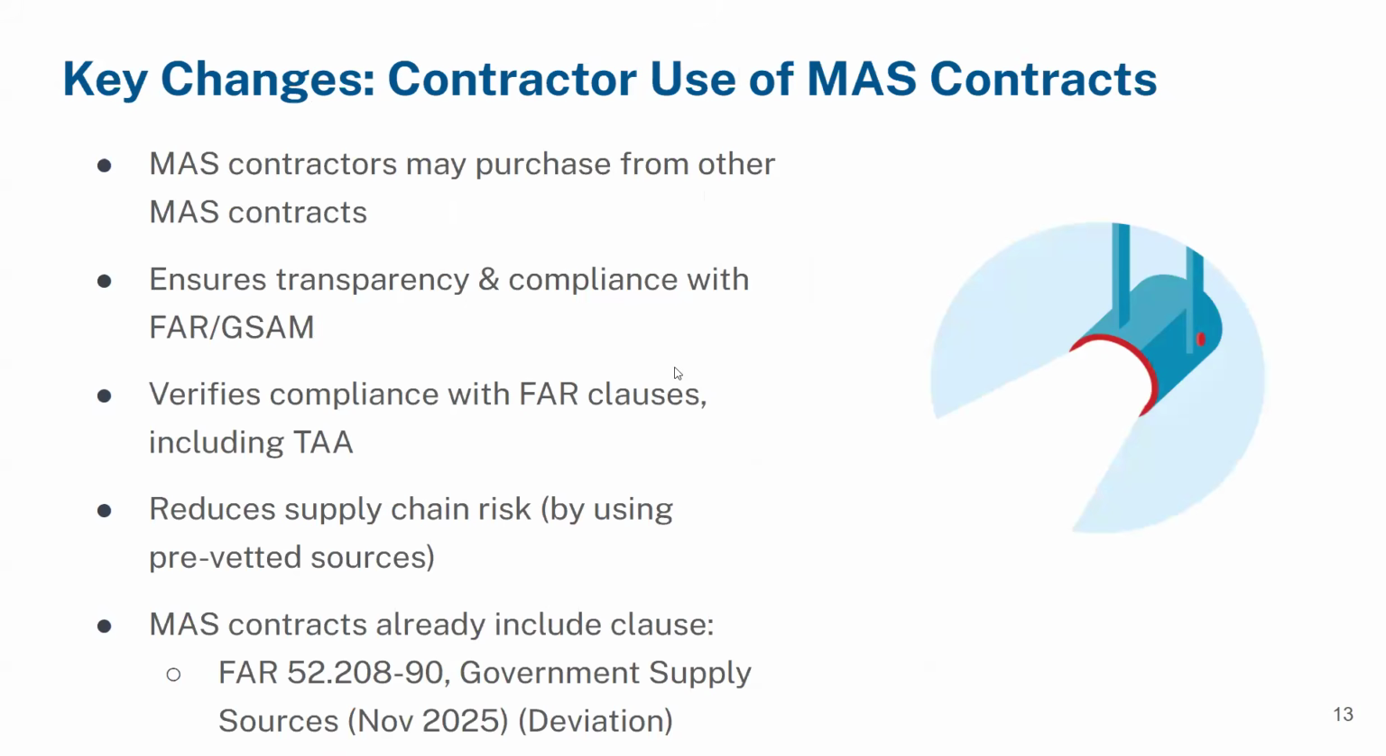Okay, another key change: contractor use of MAS contracts. Some of you may be familiar with it, as the previous FAR 51 deviation covered this. By default, MAS contractors may purchase from other MAS contracts in response to an RFQ. I would just pause there and say, same thing with OLMs. By default, it's a flexibility you have in your toolbox to answer that RFQ.